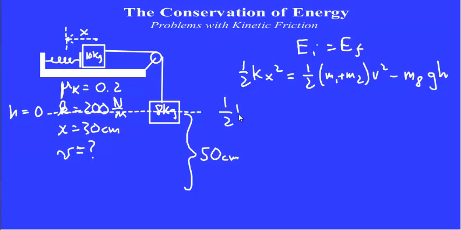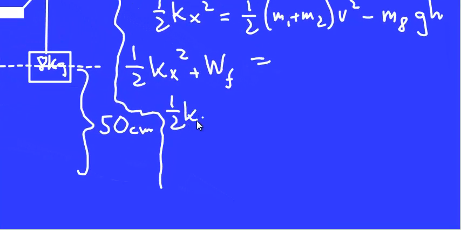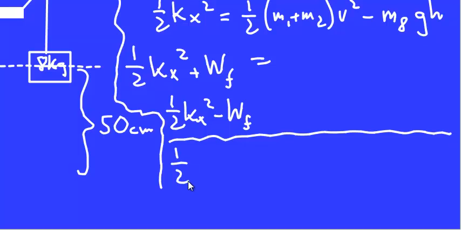You can add it to the left side. 1/2 kx squared plus the work done by friction, which is going to be negative if you pay attention to your signs, equals the right-hand side of the equation. That's one way to think about it. So this essentially is going to look like 1/2 kx squared minus work done by friction. In other words, it's going to make the left side of the equation less. The other way to think about it is to add the term to the right side of the equation. So it would look like this, 1/2.